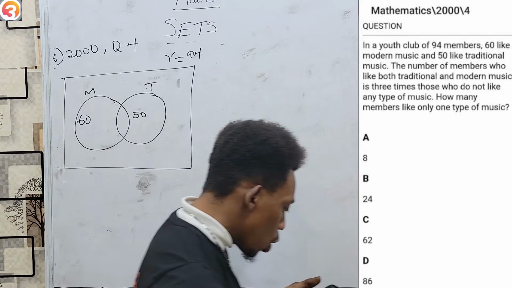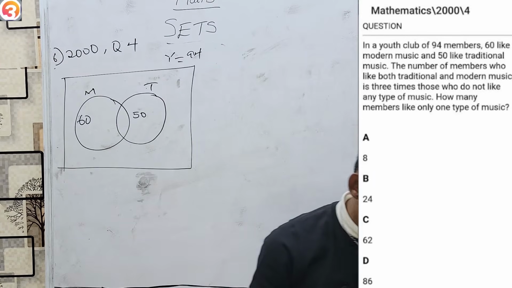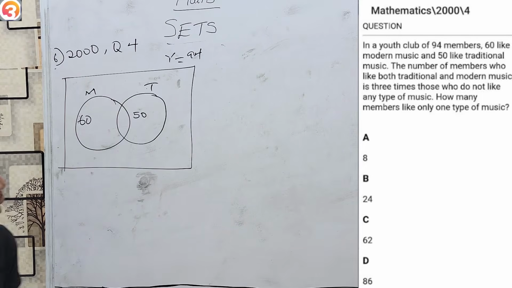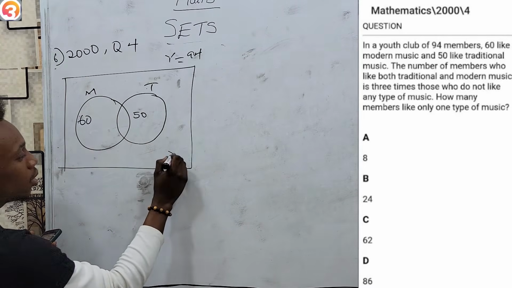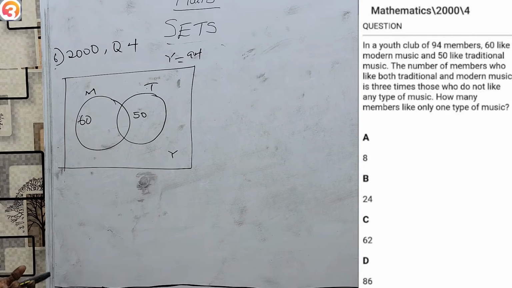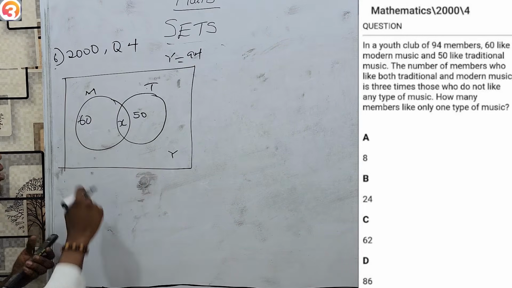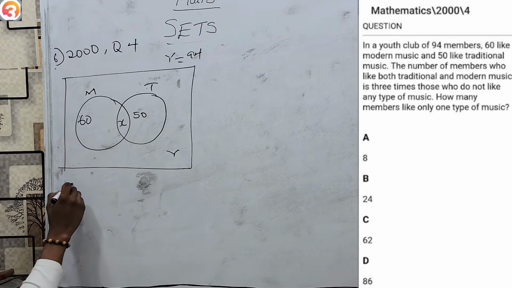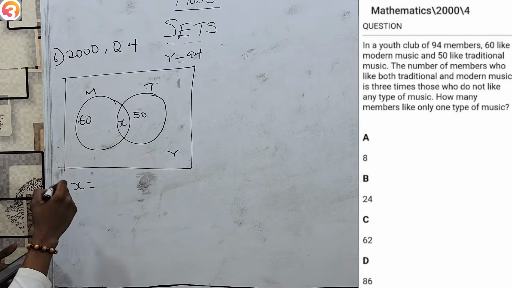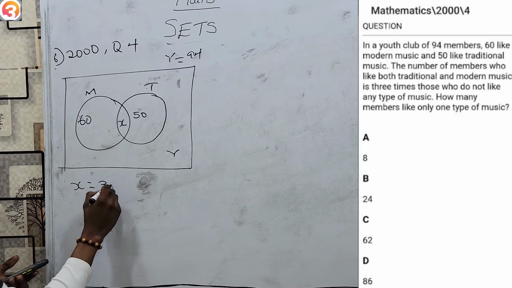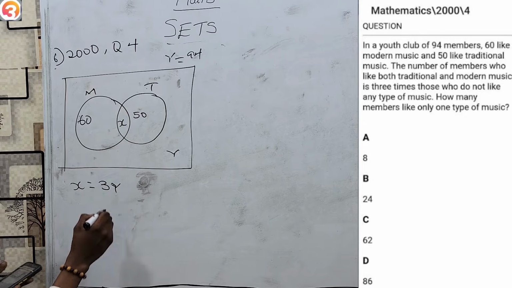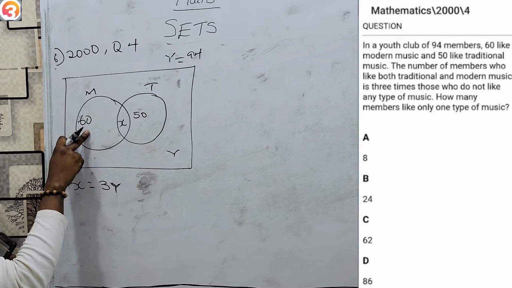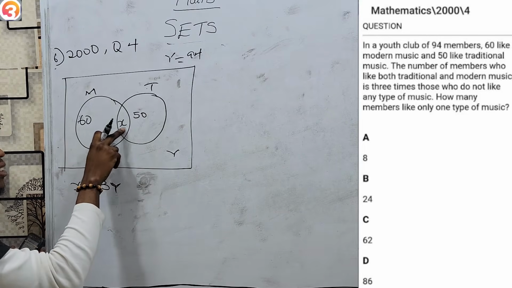They told us the number of members who like both traditional and modern music is 3 times those who do not like any type of music. That means there are some people here, Y, who do not like any type at all, while there are some here, X, who like both. And what I'm supposed to know about these people is that X, the number of those who like both, is 3 times those who don't like any. So X equals 3Y.